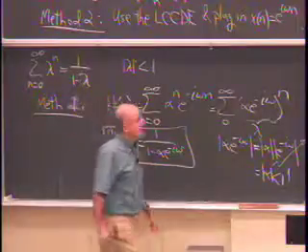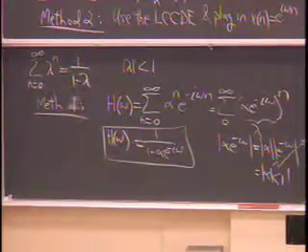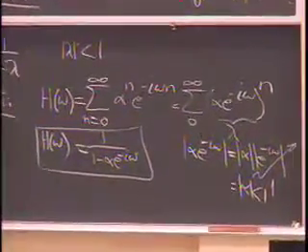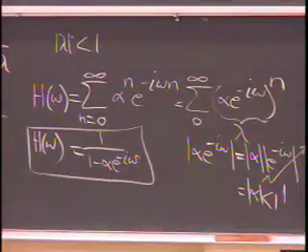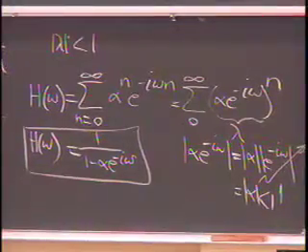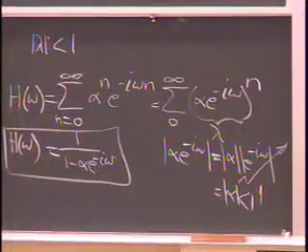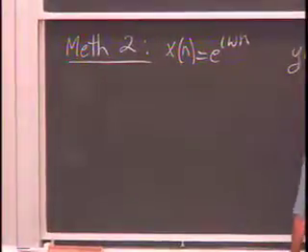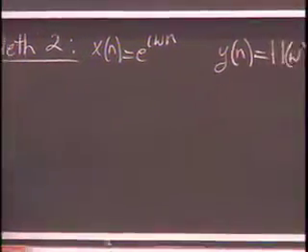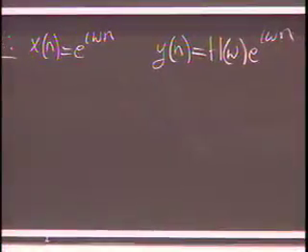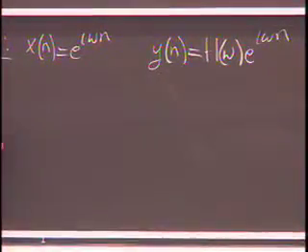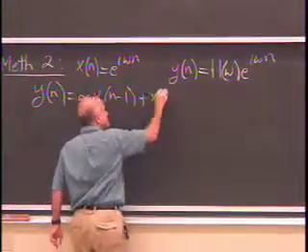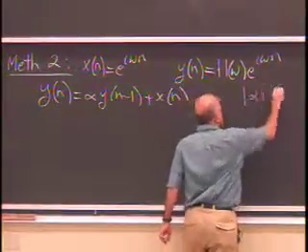Okay? Method 2, you plug in x of n equals the complex exponential. What would the output be? H of omega e to the I omega n. So looking at the equation, let me write the equation again. Y of n equals alpha y of n minus 1 plus x of n. Again, alpha is less than 1.